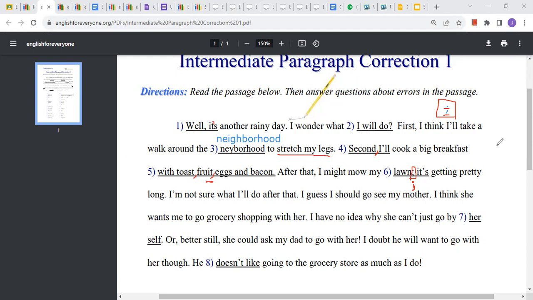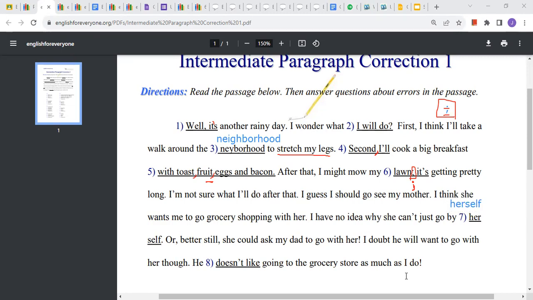I'm not sure what I'll do after that. I guess I should go see my mother. I think she wants me to go grocery shopping with her. I have no idea why she can't just go by herself. Herself هيك صحيحة؟ ما في سبيس لازم صح؟ أيوة من دون space. لازم لزق بعض herself هيك.